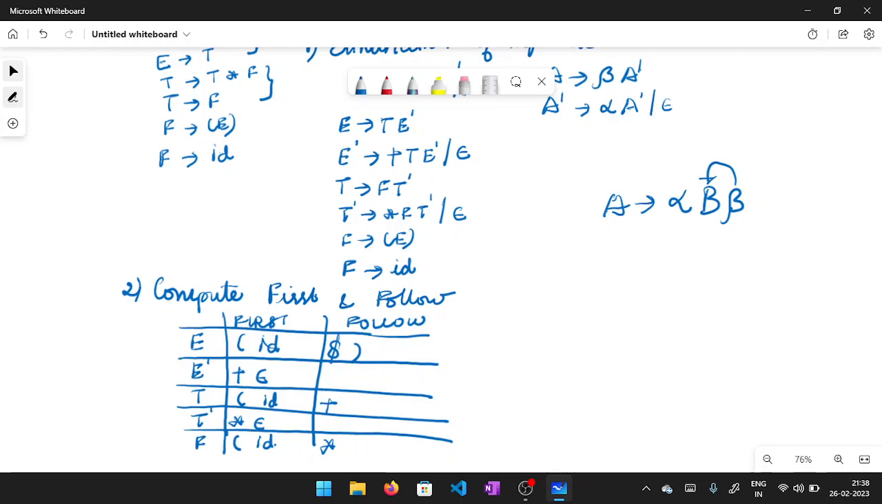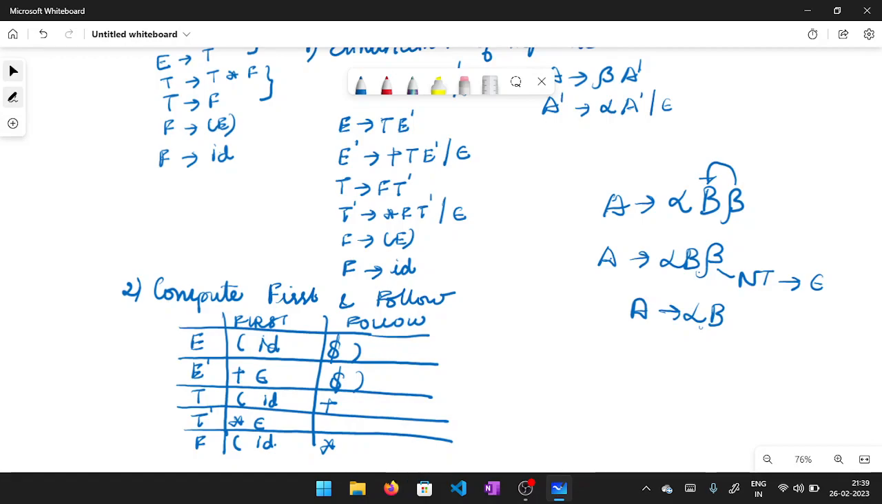The third step is, if I have A tends to alpha B beta, and beta is a non-terminal and it leads to epsilon, then I'll get a new production A tends to alpha B. Or if I have a production which ends with the last symbol as non-terminal, then put follow of A in follow of B. Now E tends to T E dash: follow of E will go to follow of E dash. So dollar and closing will come here.